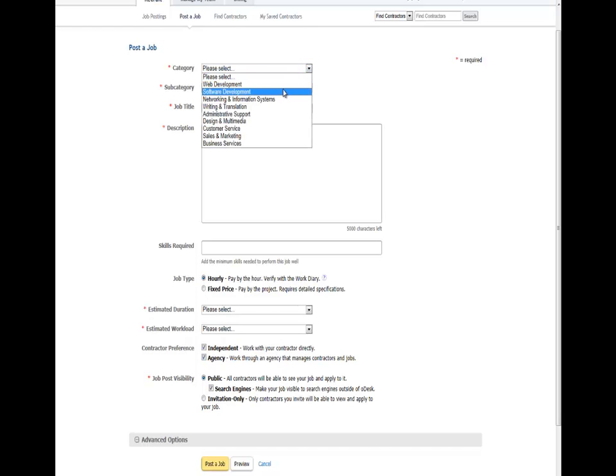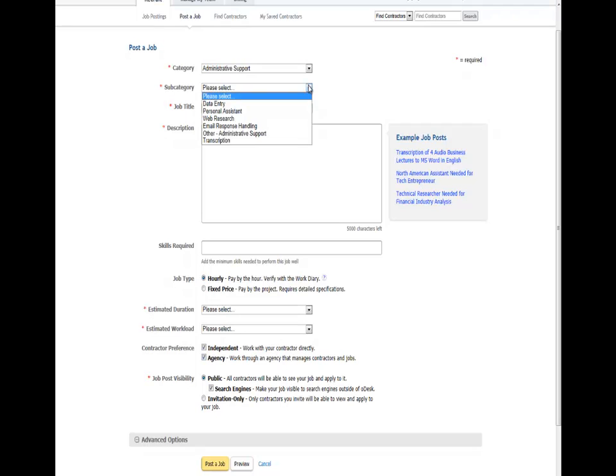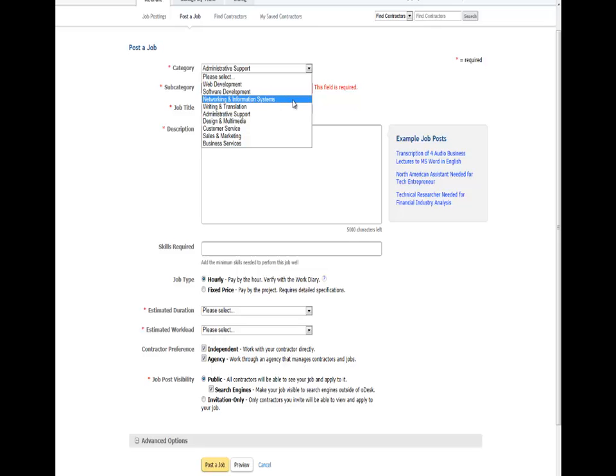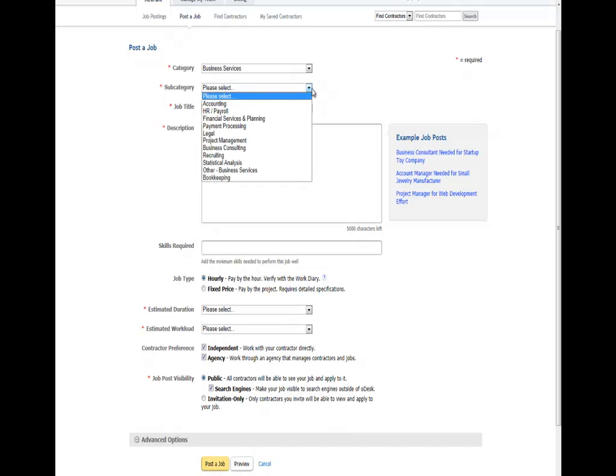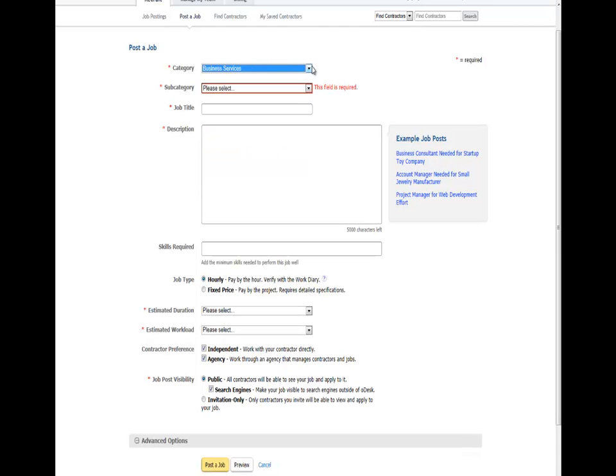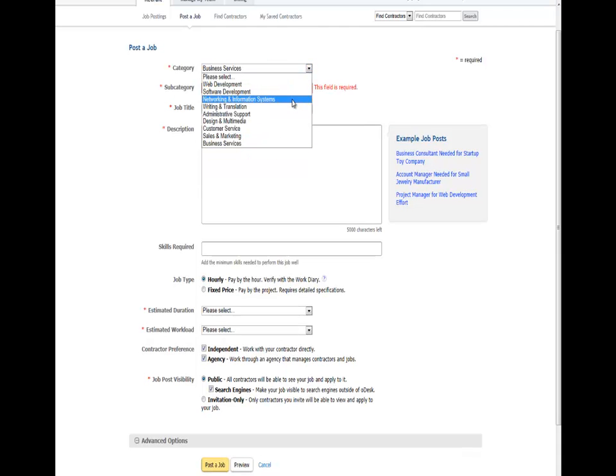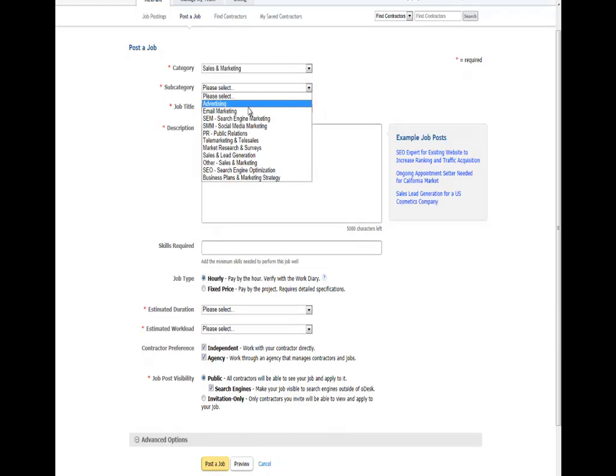You've got to pick a category. Now, what do I want? I think it's administrative support. No, I don't want that. Sometimes it takes me a little bit to find what I'm after. Business services, is that the one? Nope. It'll be in here somewhere. Networking, no. Customer service, sales and marketing, I think it's in there. There you are. That's what I want.